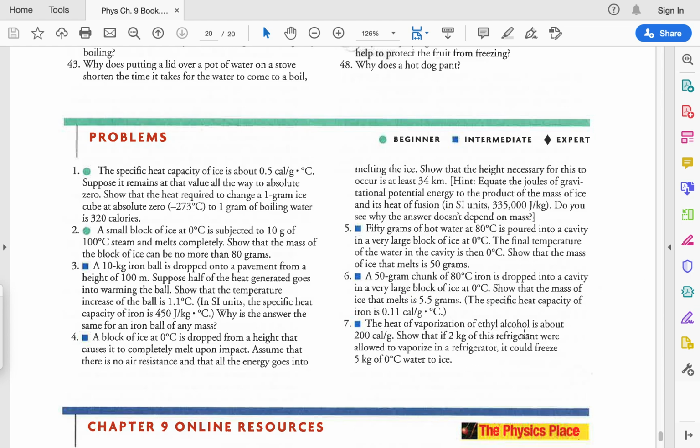The heat of vaporization of ethyl alcohol is about 200 calories per gram. Show that if 2 kilograms of this refrigerant were allowed to vaporize in a refrigerator, it could freeze 50 grams of 0 Celsius water to ice. Okay?